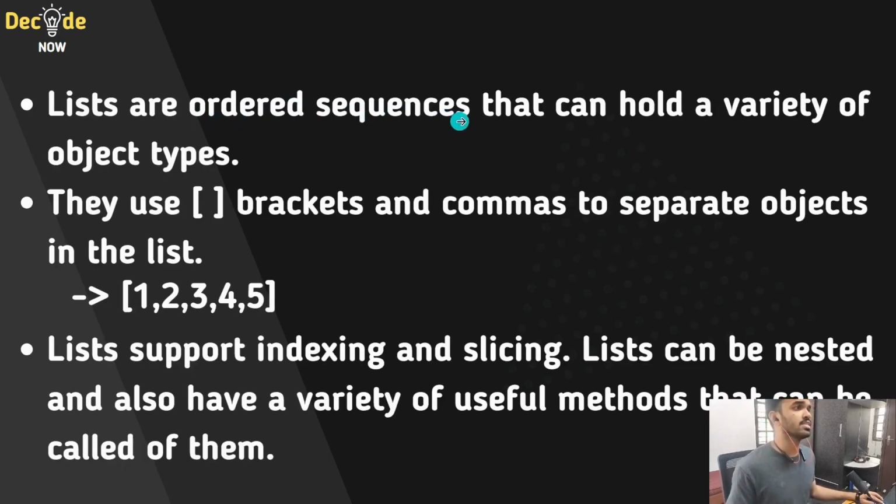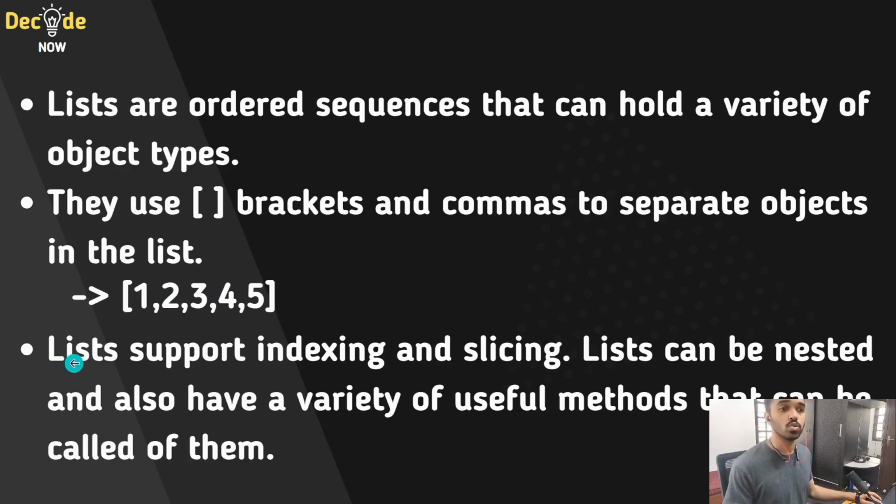Lists are ordered sequences that can hold a variety of object types. If you observe the example here, we have different elements like 1, 2, 3, 4, 5 stored within a pair of square brackets, and each individual element is separated using a comma. Similarly, we can store different elements of the same type as well as different data types within a list.